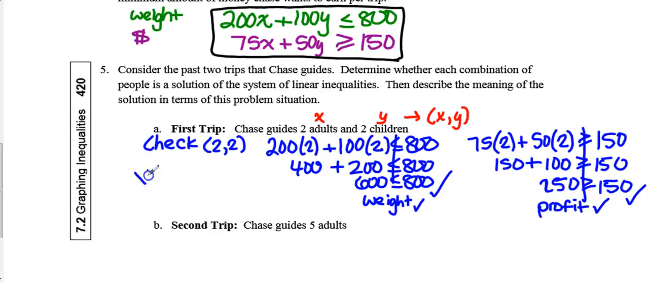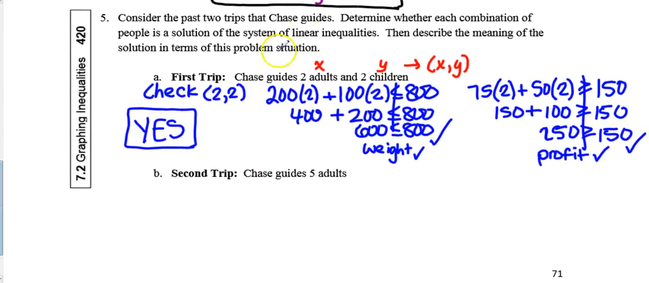So the answer is yes for this combo of people. 2 adults and 2 children, he's good to go. Now let's see this second trip. It says that Chase guides 5 adults. So once again, I'm looking for X and Y. Adults is X, but I don't see any value for Y. So no Y value means no kids. That means that we have 5 adults and how many kids?